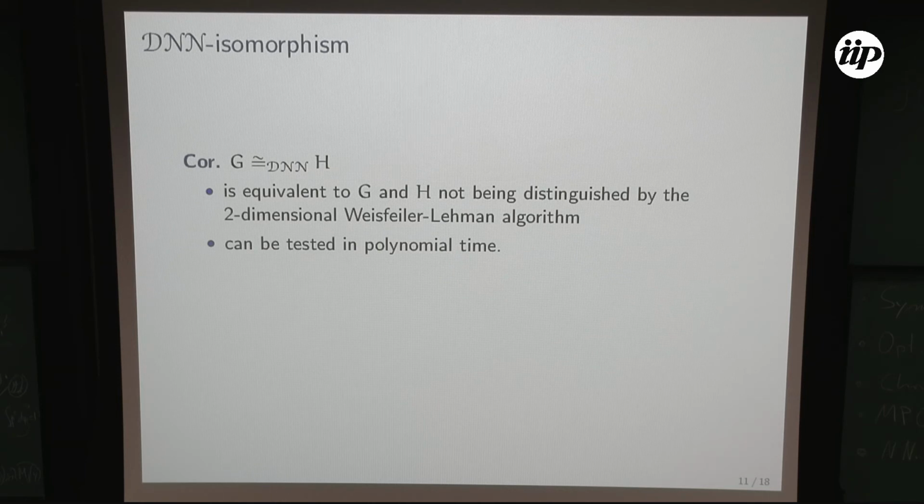But one good thing is that this Weisfeiler-Lehman algorithm runs in polynomial time. I think this one is going to run even in expected quadratic time. So we can test this relation, isomorphism, efficiently. That's good news because it relaxed this quantum isomorphism, which was undecidable.